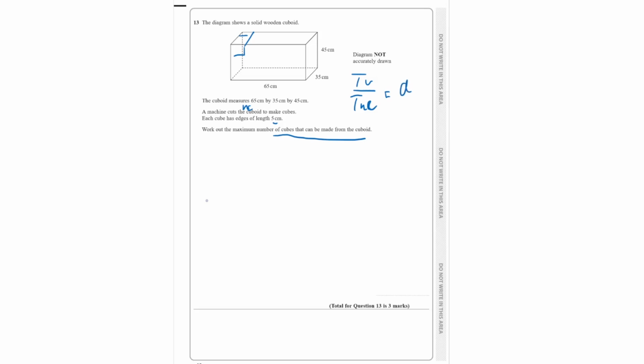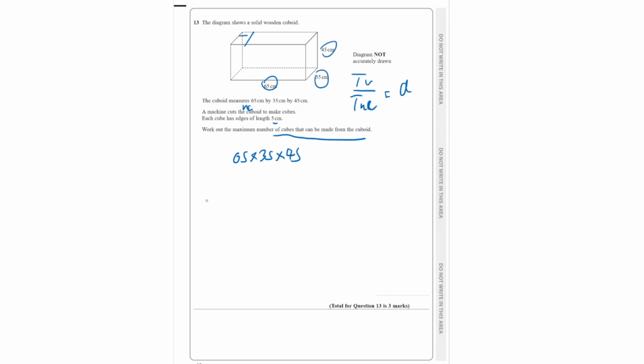So let's put this as quantity. To find the initial volume of the whole cuboid, we have to multiply the length by the width by the height. So you get 65 times 35 times 45. Now we have to find the volume of the new cube.